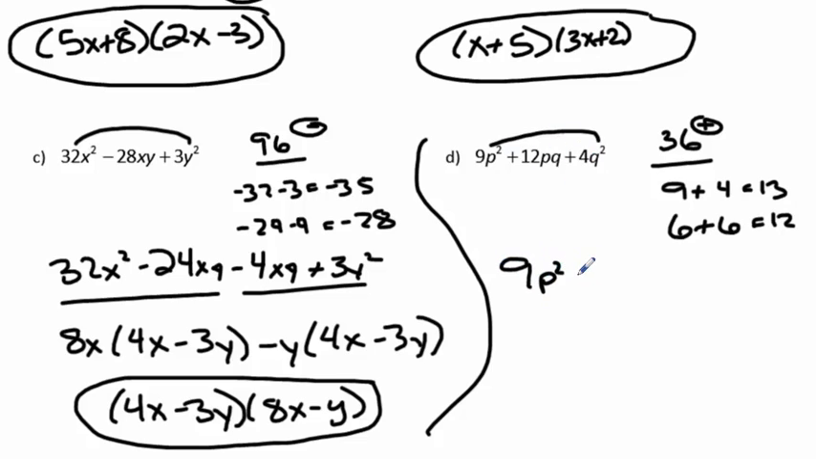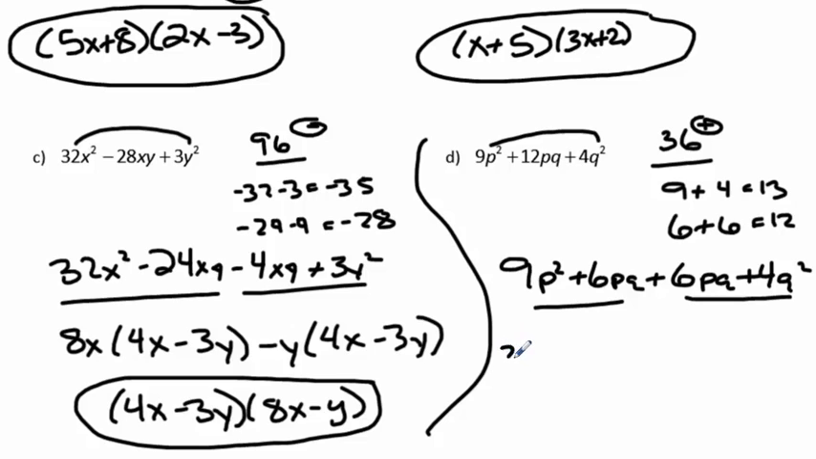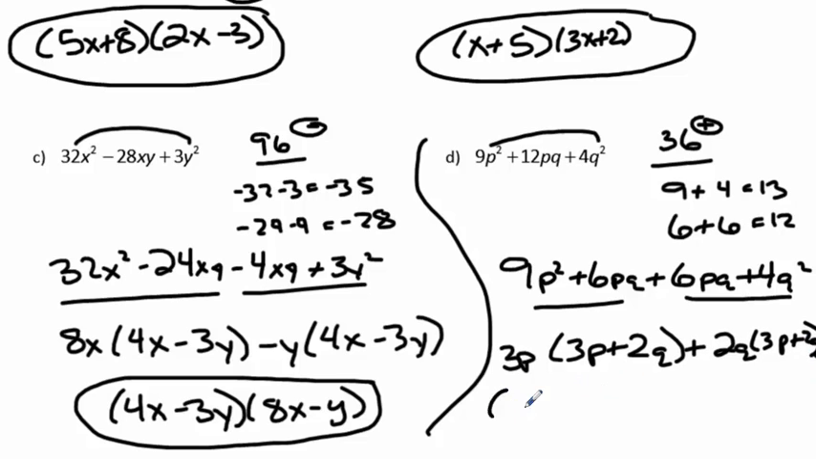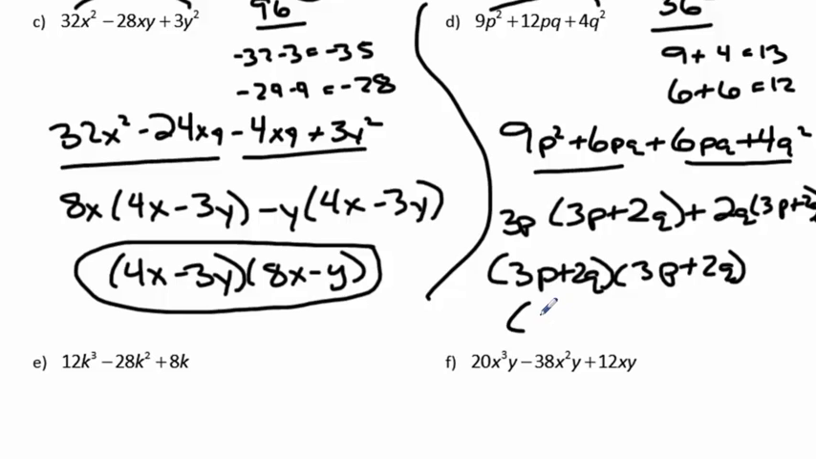So 9p squared plus 6pq plus 6pq plus 4q squared. Factor by grouping here. 9 and 6 are both divisible by 3 and each has a p. Pull that out, you're left with 3p plus 2q. 6 and 4 can both be divided by 2 and they both have a q. Pull that out, you're left with 3p plus 2q. And since 3p plus 2q is in common, you're left with 3p plus 2q times 3p plus 2q. Or, since those are both the same, this is 3p plus 2q squared.